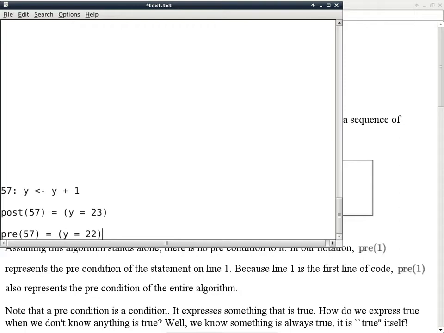So the pre-57 was given to us, right? Or we found it out? No, we are only given post 57 in this case, and we use our gut feeling to find out what pre 57 is. Okay, so 23 minus 1 is 22. Yep, exactly. Okay, so here is another question.